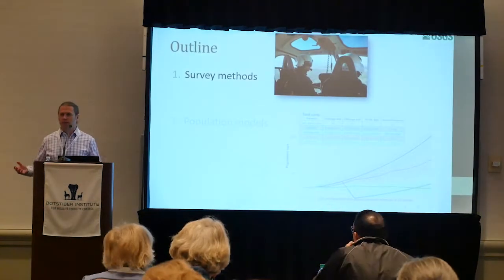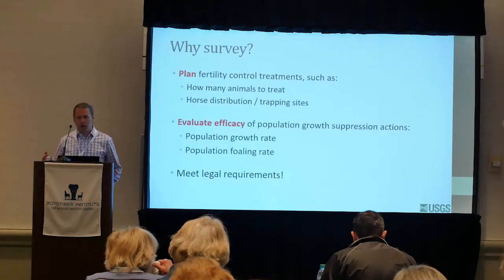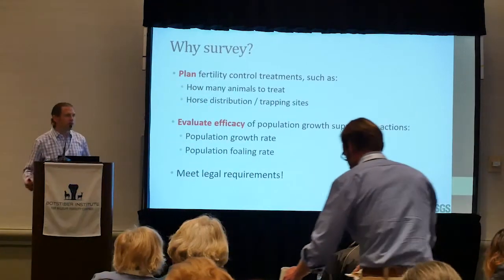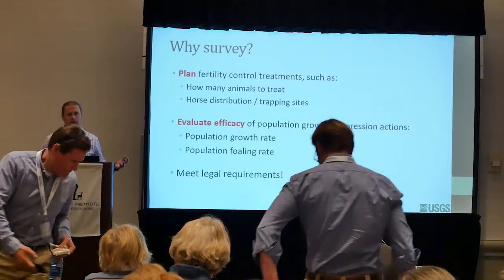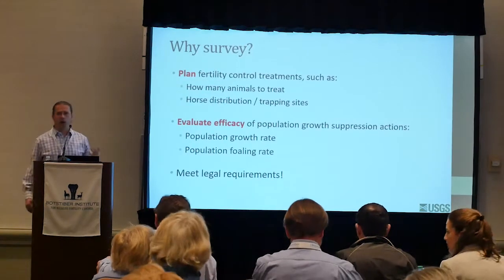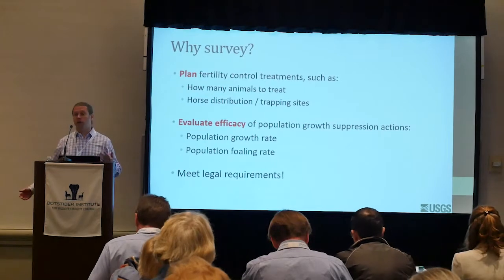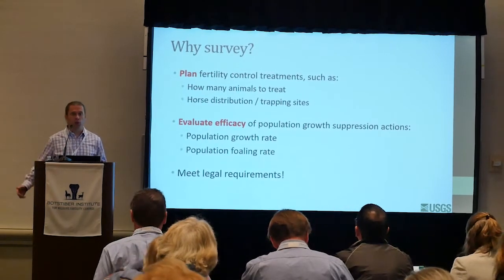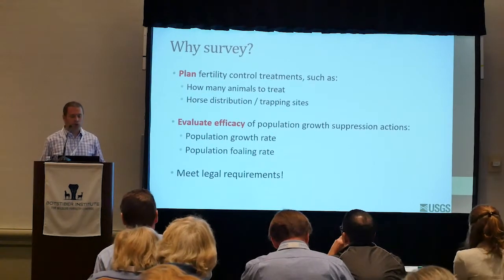This is a fertility control conference. Why are we talking about survey methods? Surveying is really important both to plan any fertility control you're doing and also to evaluate if it worked. So you're going to plan how many animals you have and how many animals you need to treat. You might need to know practical things like where you can find horses and where you should put trapping sites. Surveys can give you that information.